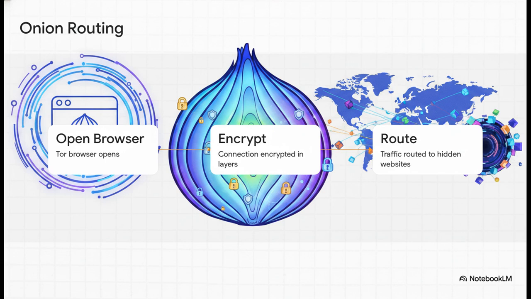First, you open the Tor browser. But here is where the magic really happens. Your connection gets encrypted in multiple overlapping layers. Think of it kind of like a giant digital onion, which actually is exactly why it's called onion routing.